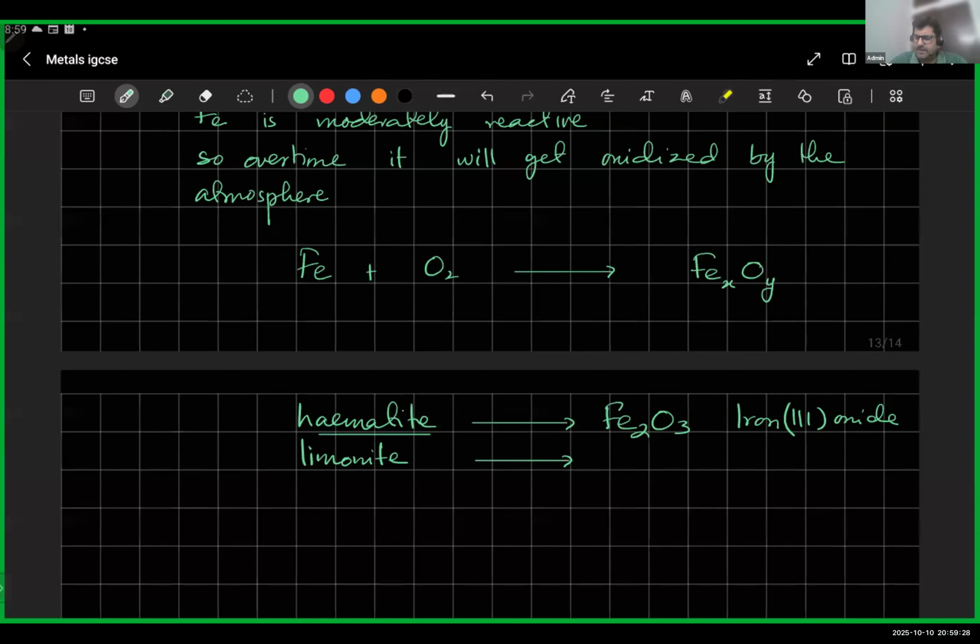Actually, that's a combination of, I think, FeO and Fe2O3. If you add them up, it's Fe3O4. So this one has iron 2 oxide and iron 3 oxide. You can remember it's got multiple oxidation states. It could be +2, it could be +3. Similarly, there are other ores as well.